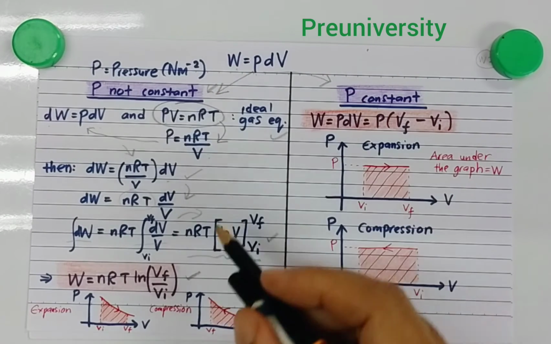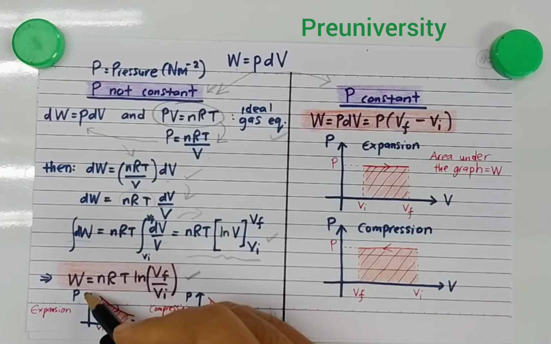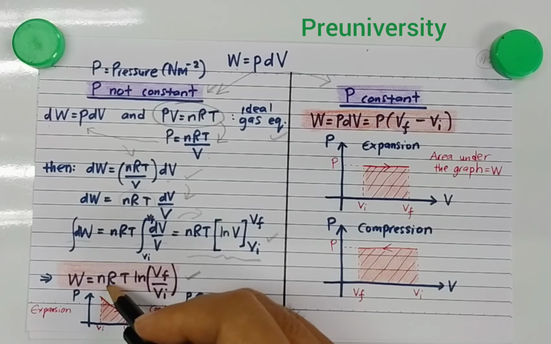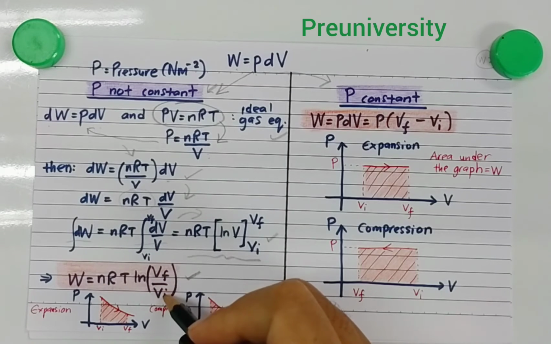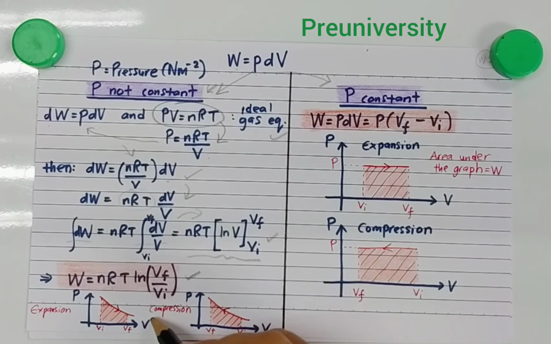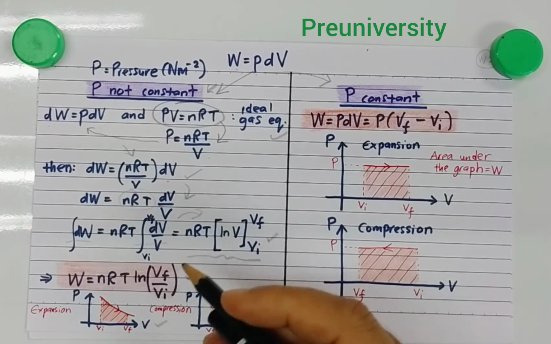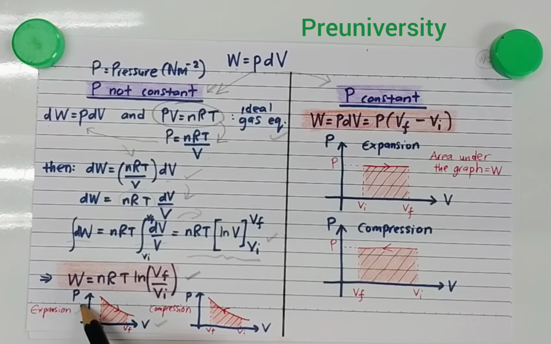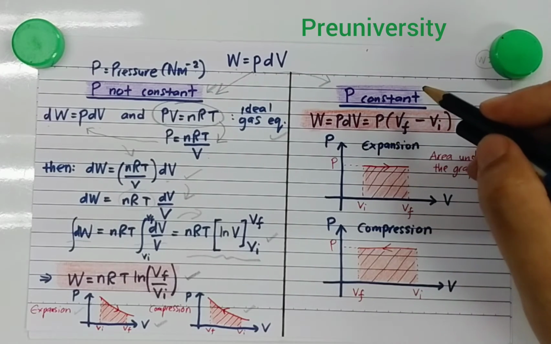Okay, so we can get the work nRT ln V final over V initial for P is not constant. This one is the graph for P is not constant. This one is for the expansion, and here is for the compression.